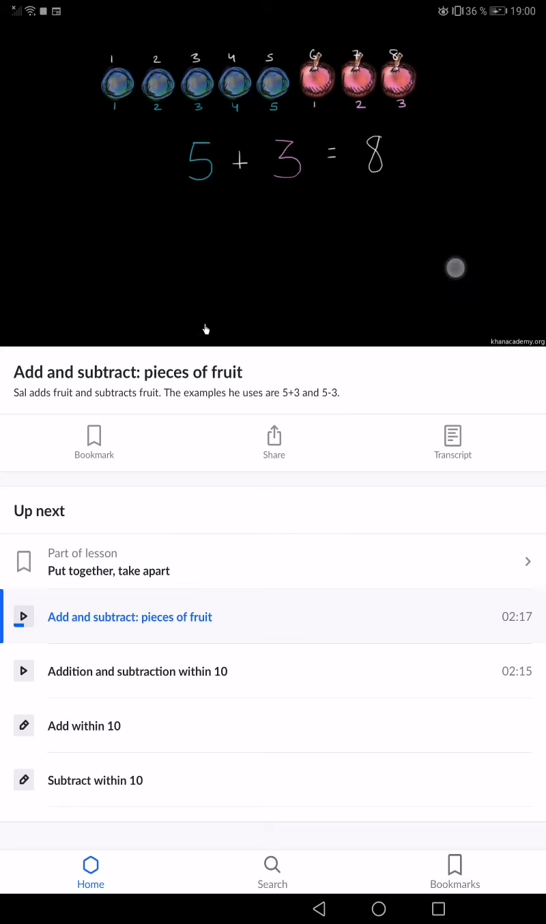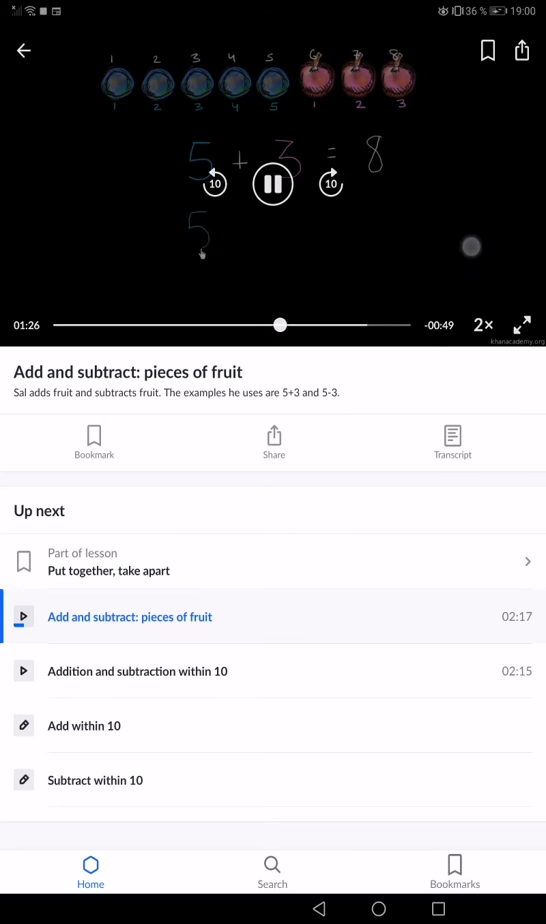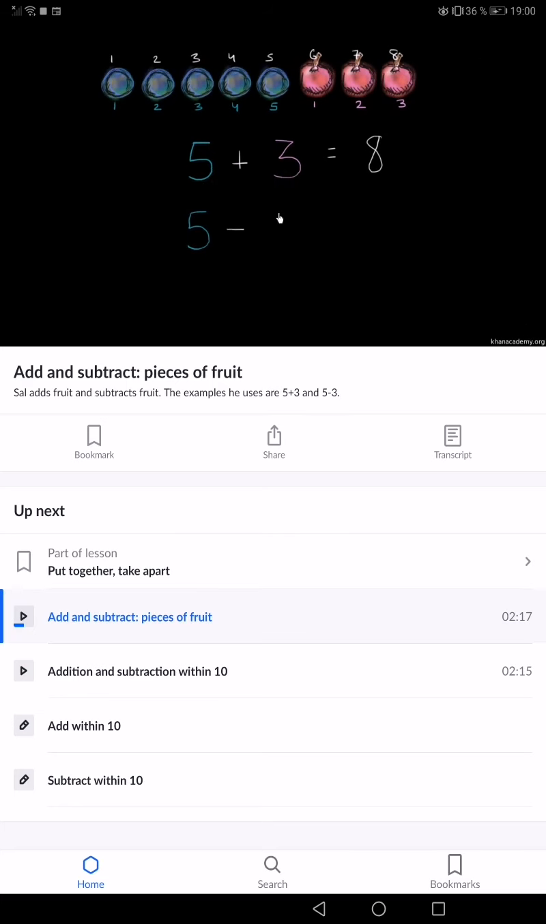8 pieces of fruit. Now, what would 5 minus 3 have meant? Well, you could imagine starting off with 5 pieces of fruit. Let me copy and paste that. So if you start with 5 pieces of fruit, and now you're subtracting 3, this means taking away 3 of your fruit. So take away 1, take away 2, and take away 3. So how many are you left with? Well, you're just left with these, 1, 2, right over here. So 5 minus 3 is 2.